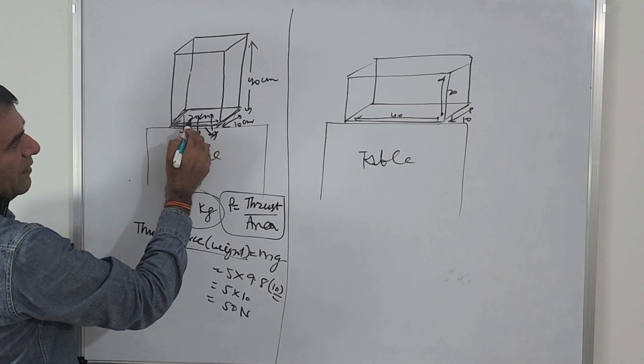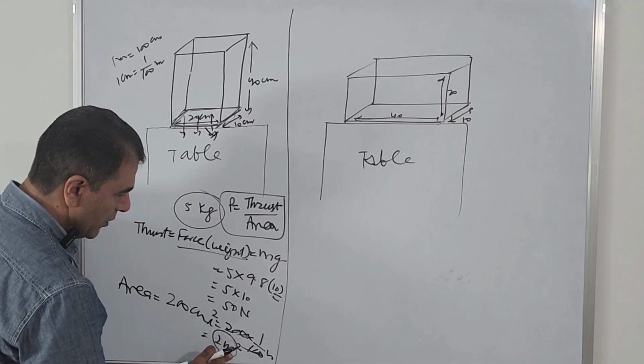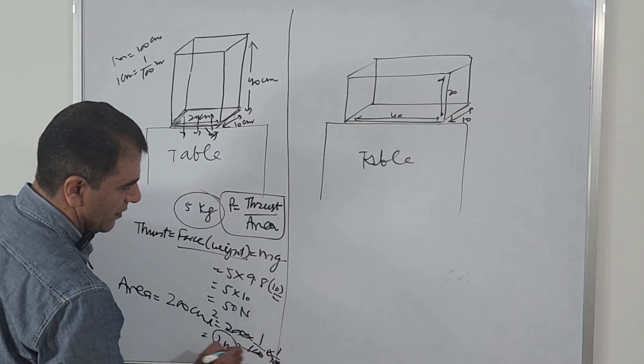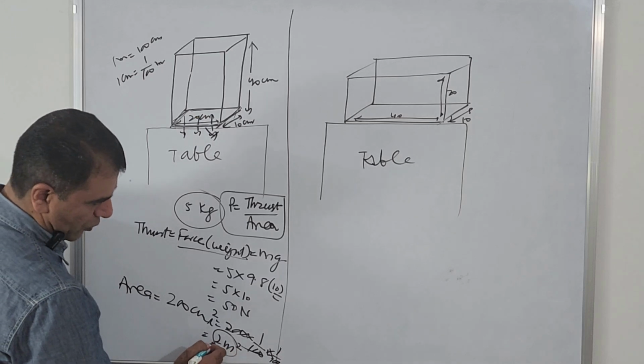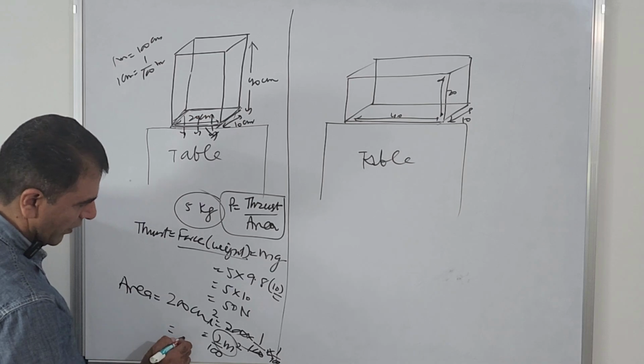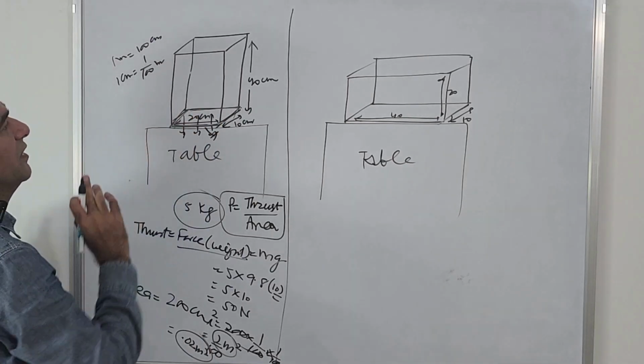What is this? 20 and 10. So it is a rectangle. Naturally, we will have to take centimeter square. So 1 by 100 and 1 by 100, right? So it will be 2 by 100. Okay. 2 by 100 is 0.02 meter square. So area will be 0.02 meter square.